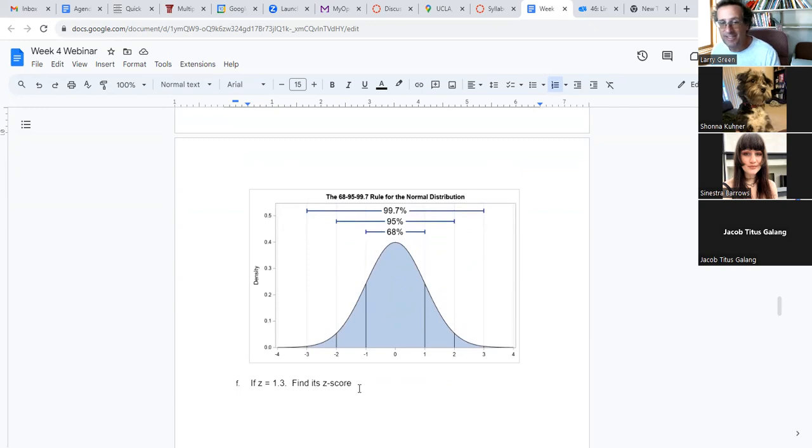Okay, now this is a fun one. If X is 1.3, find its Z score. Do you remember the Z score definition? We had a definition of the Z score. It was a little equation. You all remember what the equation for the Z score was? That was chapter 2. So it was a little while ago, but not that long ago, just a few weeks ago. So what's the formula for the Z score?